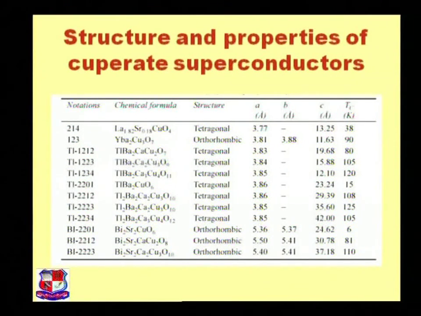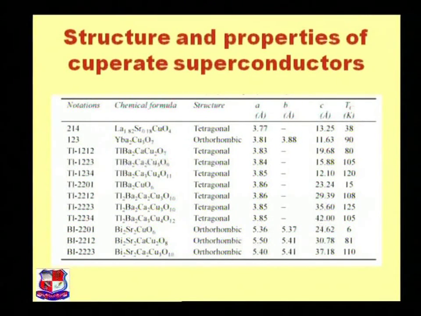Now the next material is thallium 2212, also called thallium barium calcium copper oxide. The structure is also tetragonal, the A side is 3.86, its crystal size is 23.24 and its temperature is near about 15 Kelvin. Next is thallium 2234, called thallium barium calcium copper oxide. It also has a tetragonal structure, the A side parameter value is 3.85, its crystal size is 29.39 and its critical temperature is 108 Kelvin.